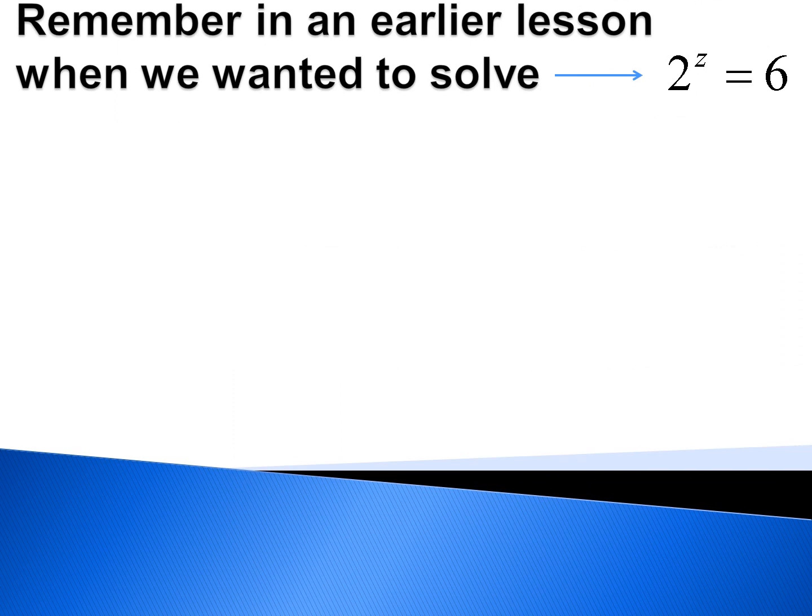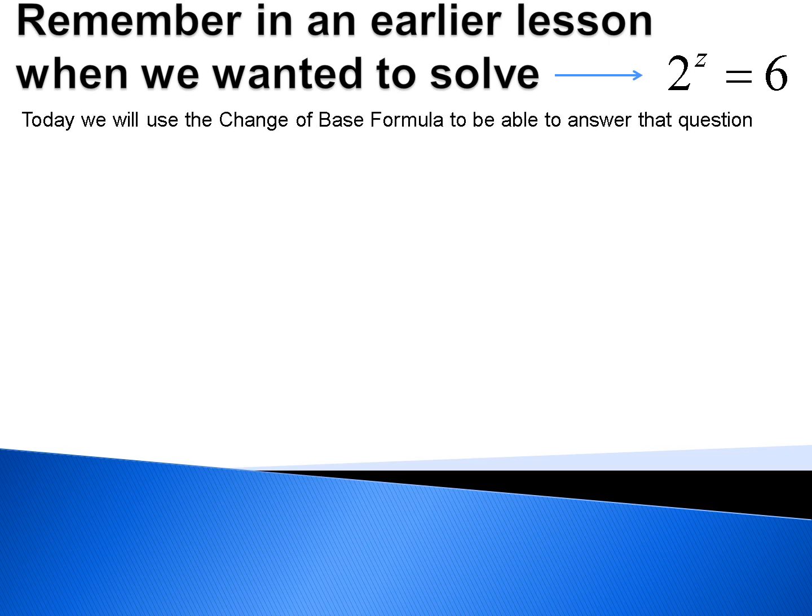All right, remember in an earlier lesson when we wanted to solve 2 to the zth power equals 6, and we were unable to because there was no power of 2 that was an integer that equaled 6? Well, today we're going to be able to solve that and find out what the power of z is. And to solve that, we're going to use something called the change of base. Now, what the change of base does is it takes any log that is not base 10 and converts it into a base 10 logarithm that we can then in turn type into our calculator.